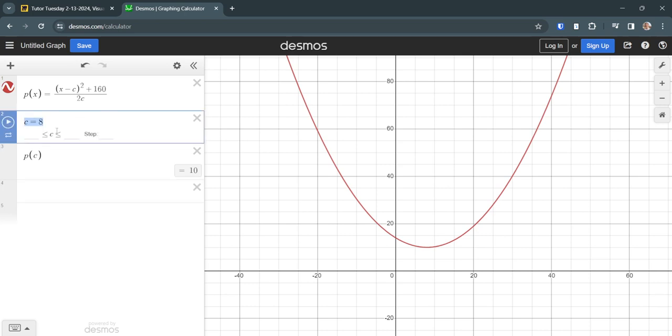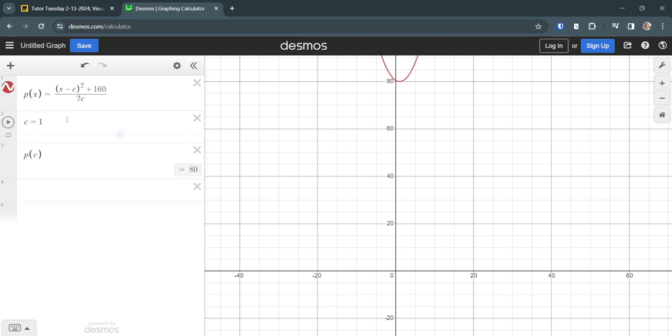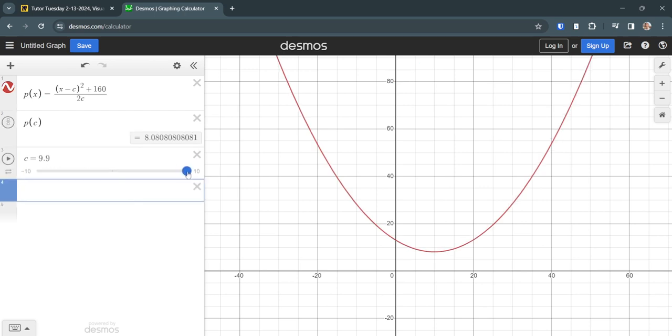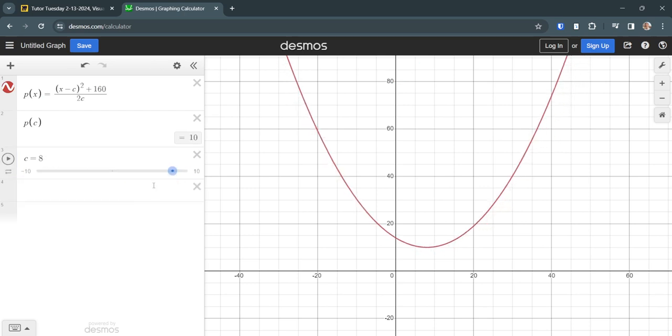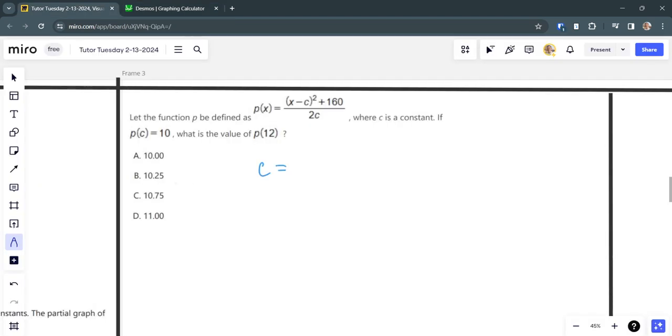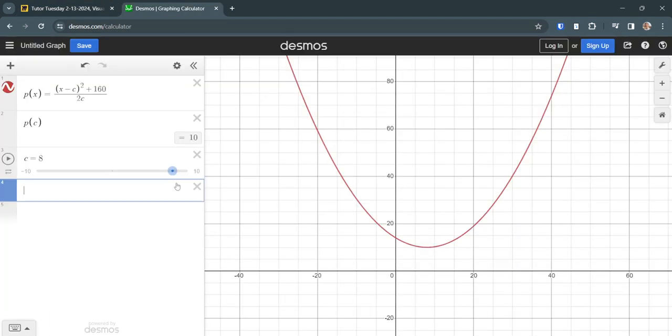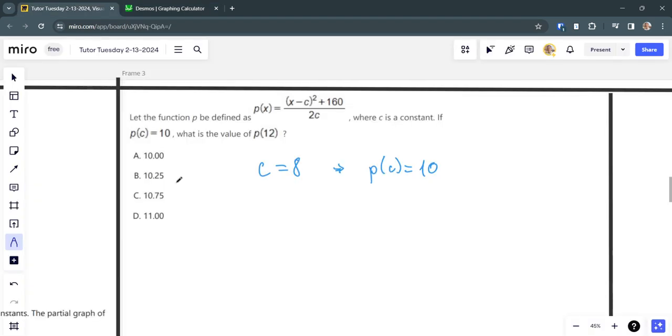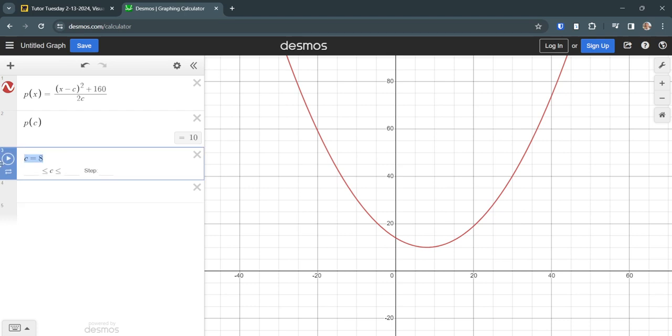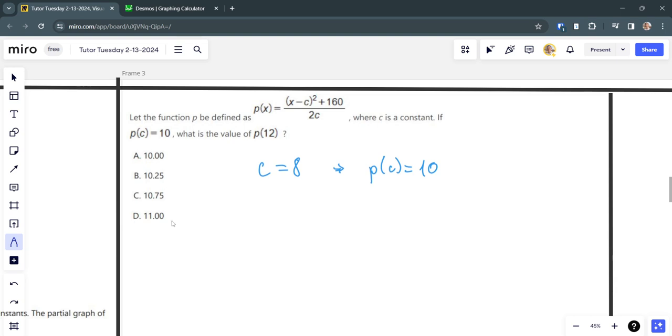If you wanted to put this slider on your own, you can just type in the equation like I did, and then a button will come up here to add the slider. Or you can add it manually by saying c equals and putting some value. Then we can see the slider appear. So it looks like when c equals 8, then p of c equals 10. So now what's the value of p of 12? Well, if you know the value of c, I can now just use Desmos to evaluate p of 12, and it looks like that is equal to answer choice D, 11.